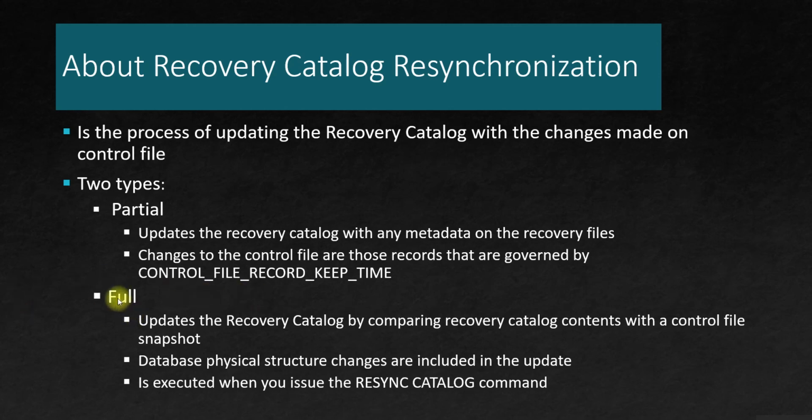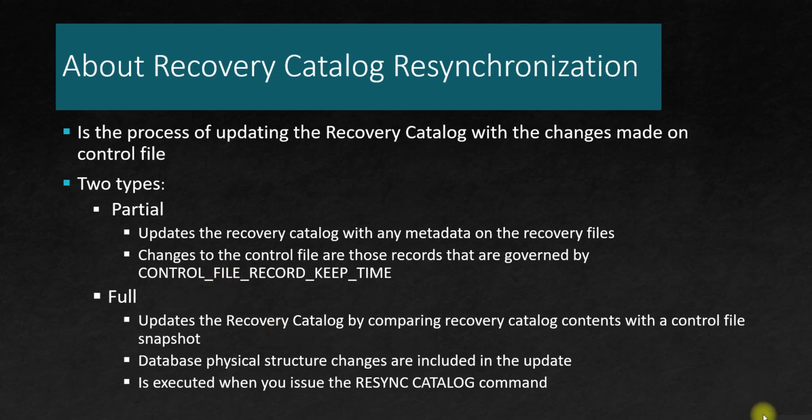But in full backup, RMAN takes the snapshot of the control file and synchronizes that control file completely into the recovery catalog for the target database. It also copies or updates the details of the database structure, okay? It uses the resync catalog command to make sure that everything is in sync with the recovery catalog from the control file.